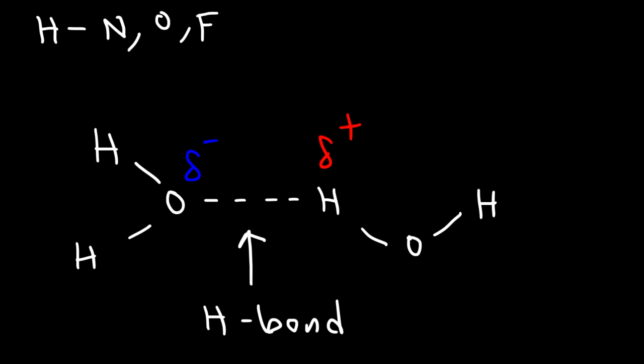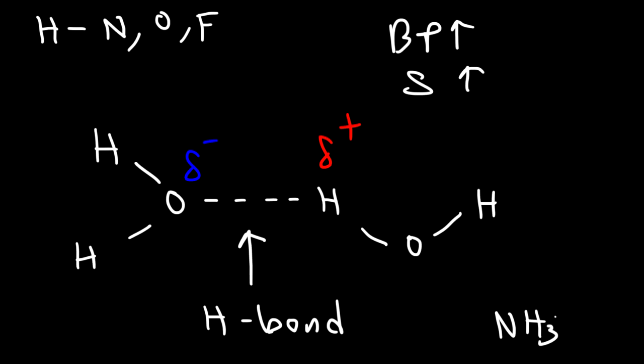Now whenever you have hydrogen bonding, what it does to a molecule is it increases the boiling point of the molecule, and also it increases the water solubility of a molecule. For example, ammonia has hydrogen bonds in it. And so ammonia is polar, and it's going to be highly soluble in water.